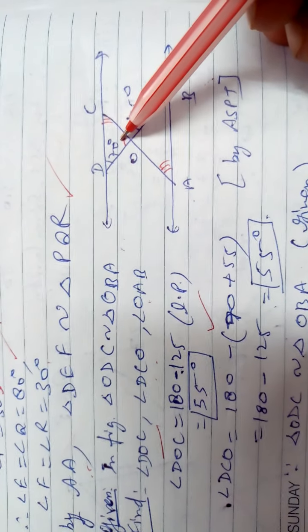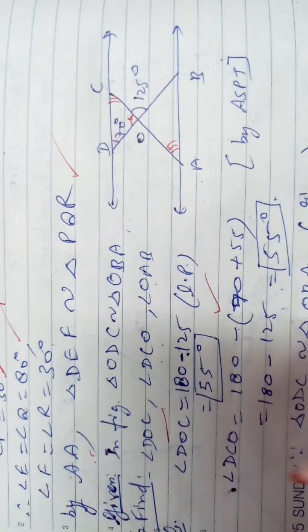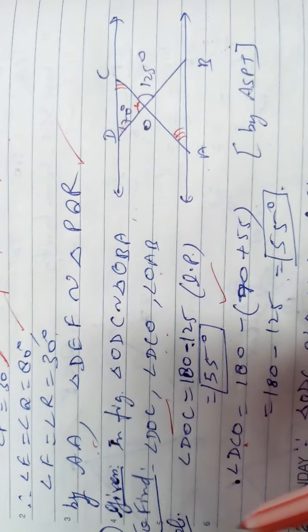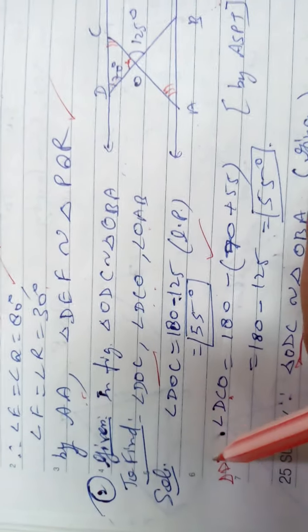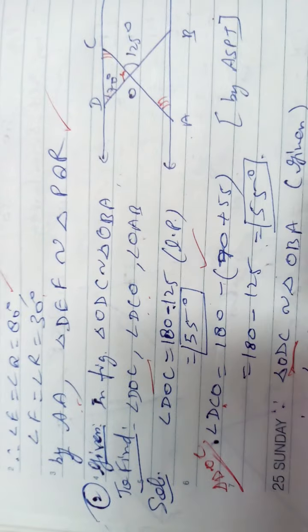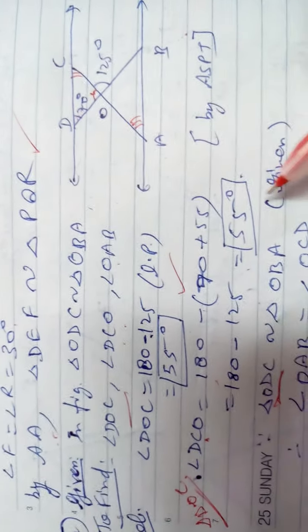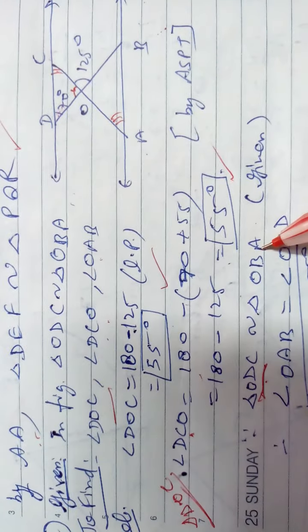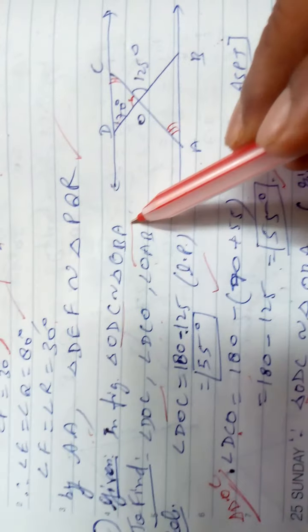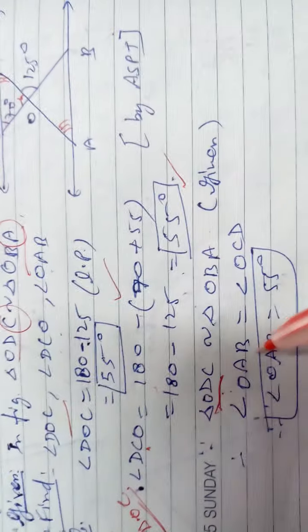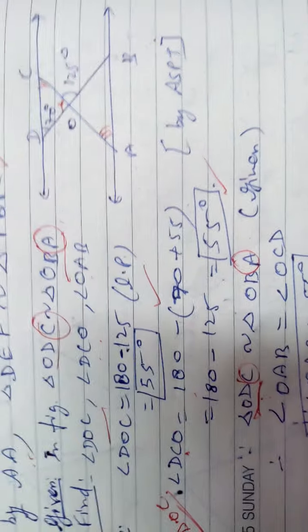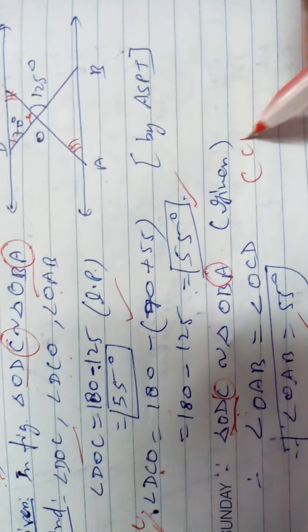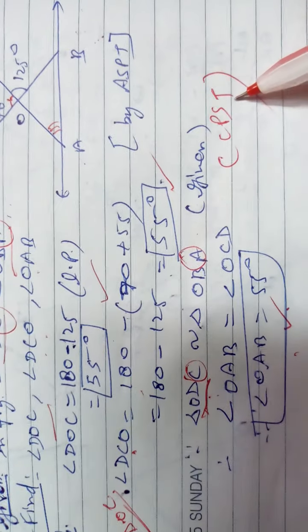You are getting 55 degree, then in triangle DOC, you will apply ASPT, you get DCO, which is again 55 degree. If it is 55 degree, then because of triangle similar, ODC similar to OBA means C is equal to A. The last alphabet is equal to alphabet A, and C you are getting 55, then A will also be 55 by CPST, corresponding parts of similar triangles.